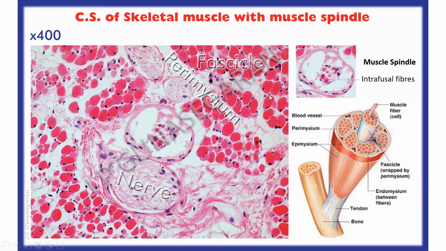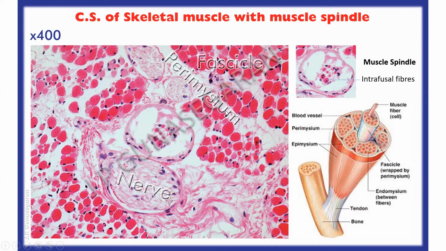The individual muscle fibers are supported by loose areolar connective tissue known as the endomysium, and the entire muscle is surrounded by a dense connective tissue sheath known as the epimysium.